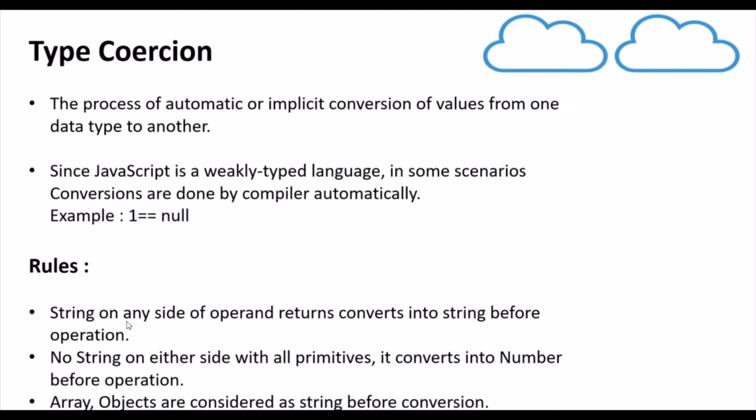Okay, so whenever there is a string during an expression evaluation, the other operands like numbers will also be converted into string. Now let's say we don't have a string on either side of the operator, and all other operands are primitive only. In that scenario it will convert the rest of the operands into number only. And one more thing, array and object are considered as string before conversion in JavaScript. Okay, so let's look into the examples, so there you will understand it in a better way. Here you might get confused.